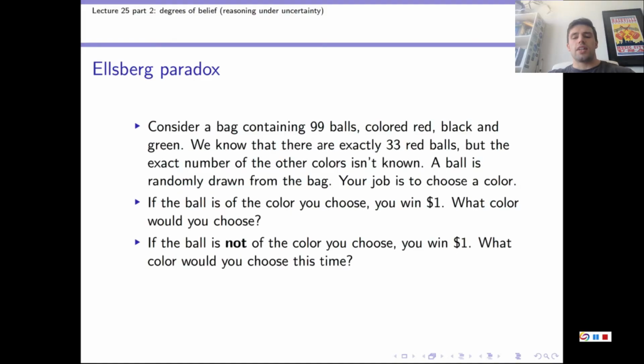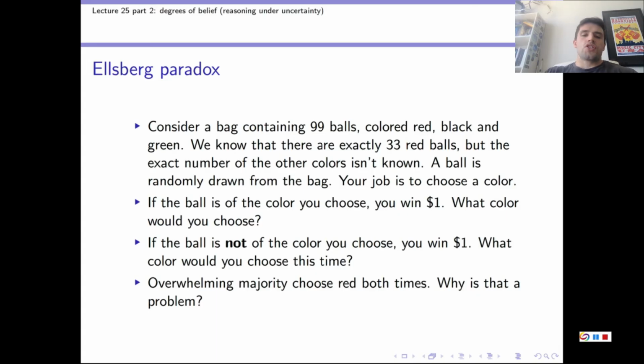Now consider this outcome. If the ball is not of the colour you choose, you win $1. The question again is, what colour would you pick? So pause and have a go at it. Now, when different subjects are asked these questions, an overwhelming majority of them choose red in both questions. That is to say, in the first situation, an overwhelming majority of the subjects bet on the event that the ball is red, and in the second situation, an overwhelming majority bet that the ball is not red.